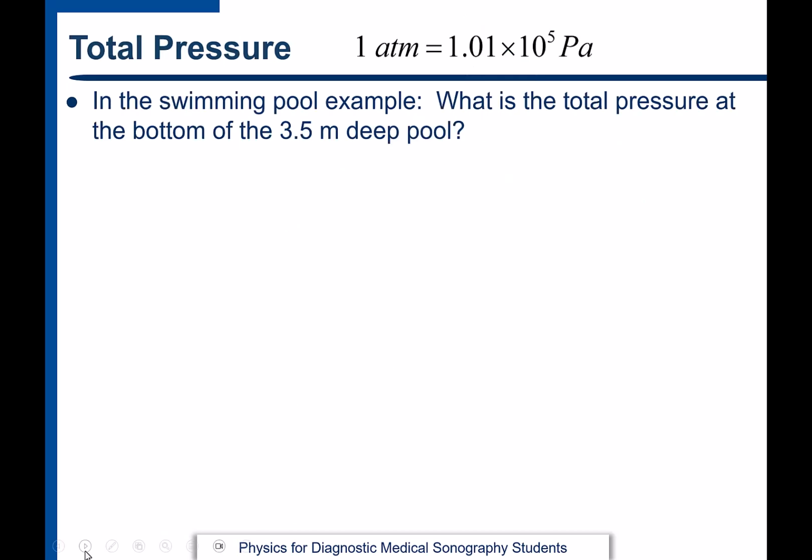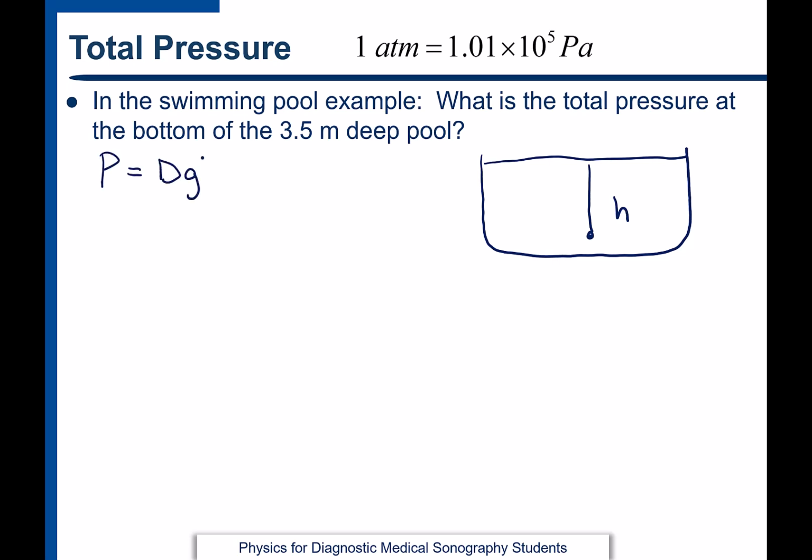So let's look at now the concept of total pressure. Again, you'll notice that when we've been doing these examples of the pressure in water, I've been careful to say it's the difference between the pressure at the surface and the pressure at the depth h in the liquid. So the formula that we have, P is equal to dgh, that's the difference in pressure between the surface and where you are in the water.